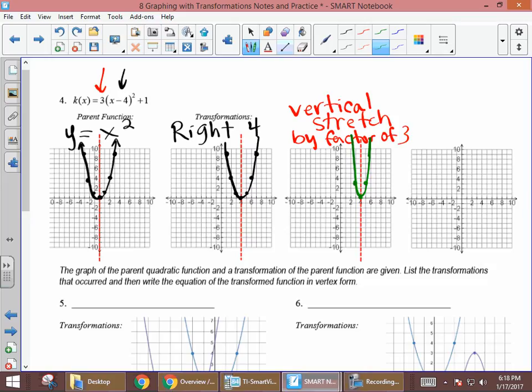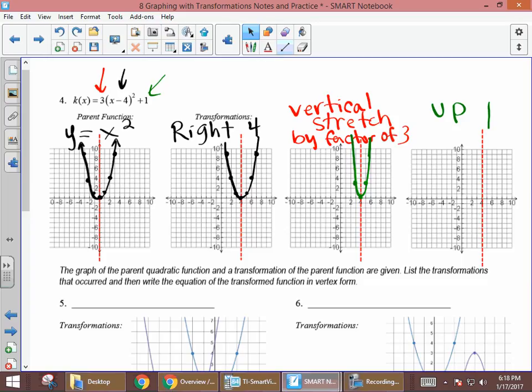And the last thing to do is take care of that. A +1 tells us that we are going to move this up 1. Axis of symmetry, still at 4. But my vertex is now no longer on the x-axis, it's been moved up 1. When I go 2 away, times 3, 1, 2, 3, and anything else is off the graph.